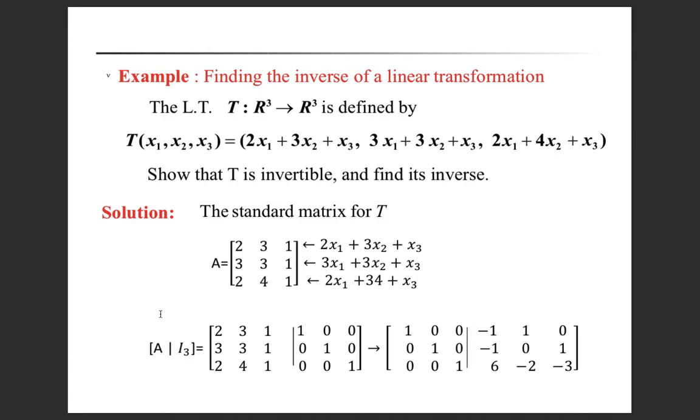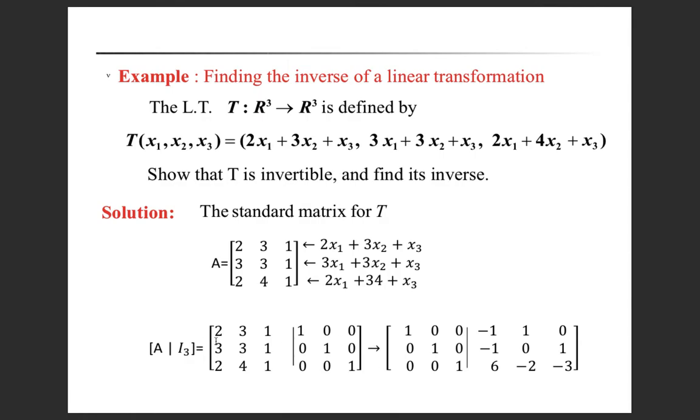Now we will find the inverse of A. We know that to find the inverse of A, we write it as an augmented matrix. Here A is the matrix 2, 3, 1, 3, 3, 1, 2, 4, 1, and I have written the identity matrix of the same order, 1, 0, 0, 0, 1, 0, 0, 0, 1. We will apply certain row operations on the matrix A so as to reduce it to the identity matrix. The same operations will be applied on this identity matrix, and the resulting matrix will be the inverse of A.